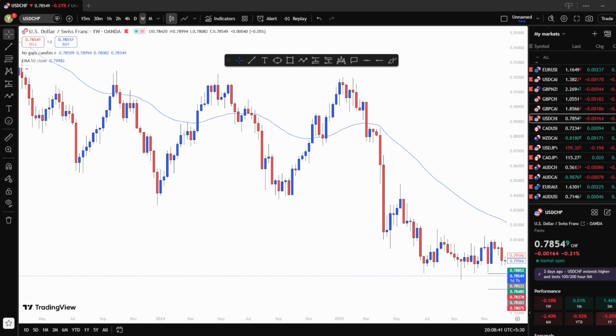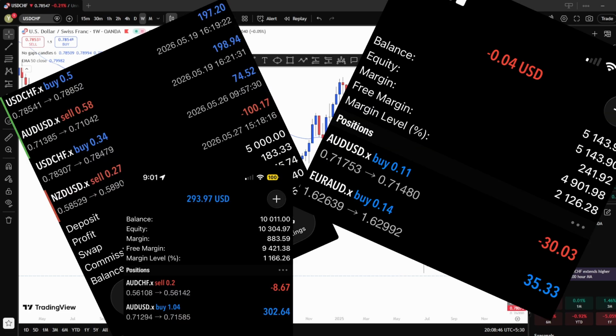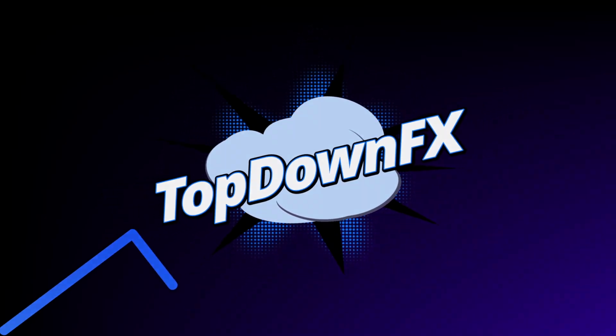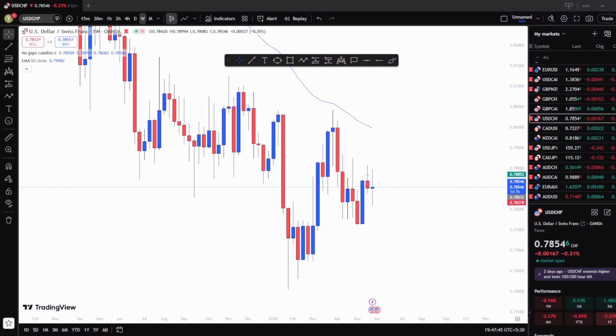Most traders are out here forcing trades on anything that moves. I waited, I was patient, and I found three setups that were almost too clean. Today I'm walking you through exactly what I saw, why I took them, and what made them worth my money. Let's get into it, starting with USD CHF.